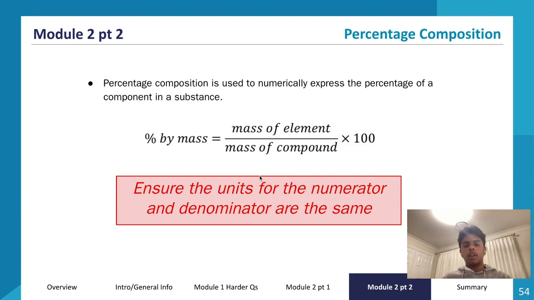So if a question gives you values, make sure that they have the same units so that they're not trying to trick you into finding percentage mass and getting the question wrong. Always ensure the units are the same.